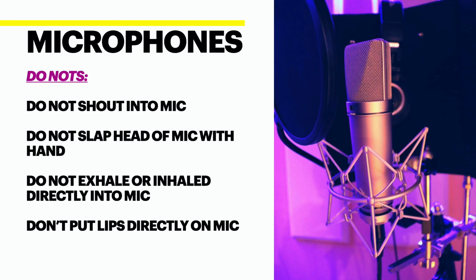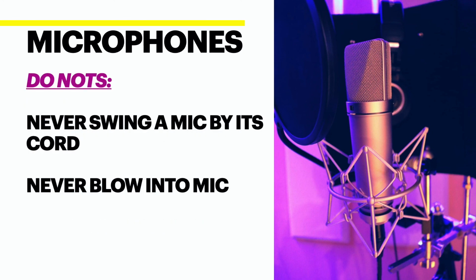Do not put your lips directly on the mic because the moisture from your lips could seep into the microphone and damage what's inside. And lastly, never swing a microphone by its cord. There are delicate wires within that cable of your microphone cord that you don't want to damage by swinging it around. Lastly, never blow into the microphone. Once again, that moisture from your mouth could seep into the microphone and damage the inside. So don't ever do these things.